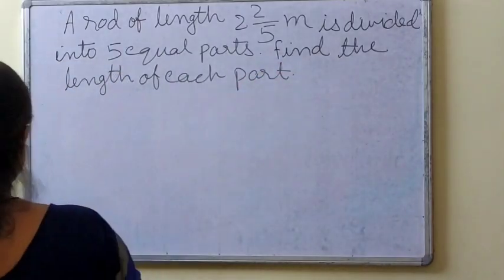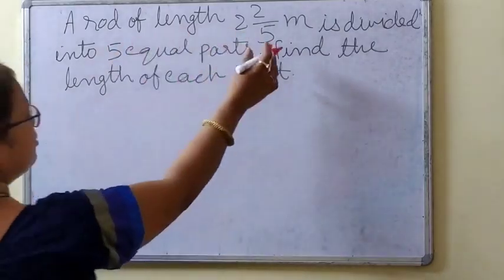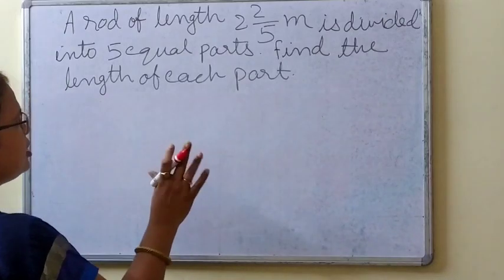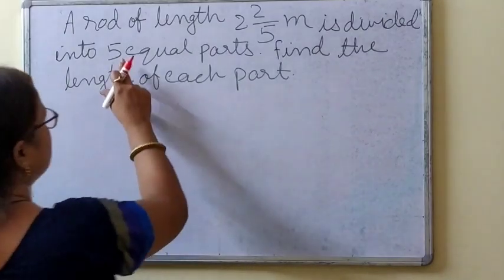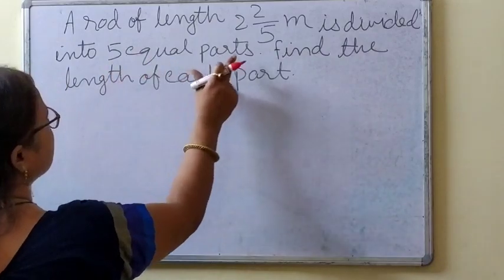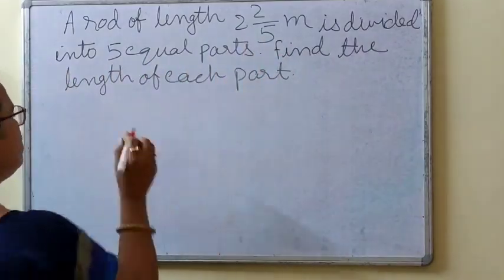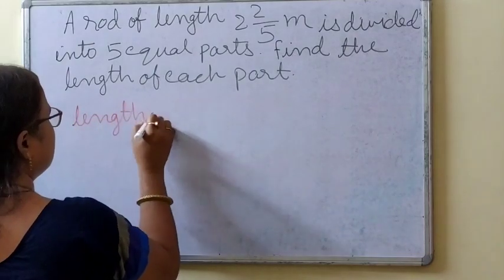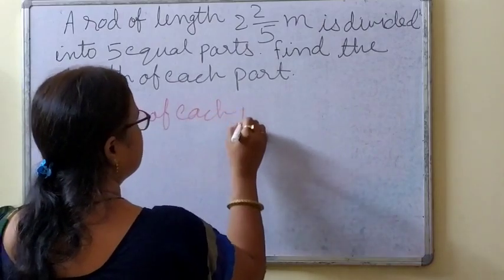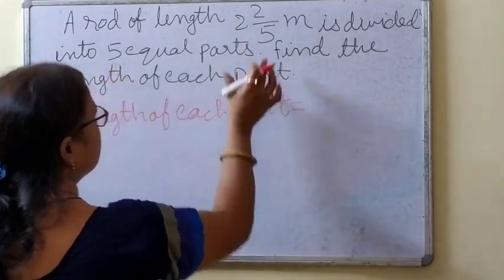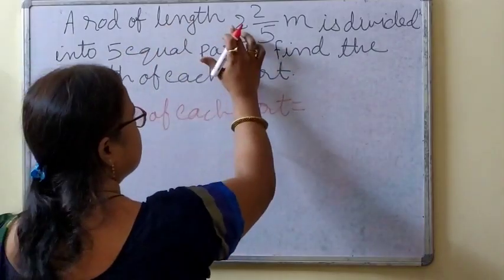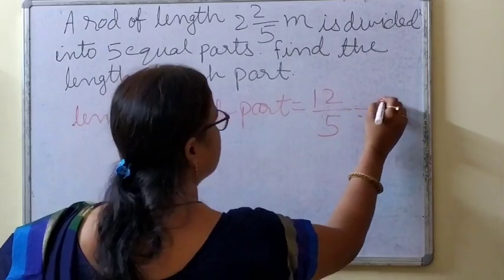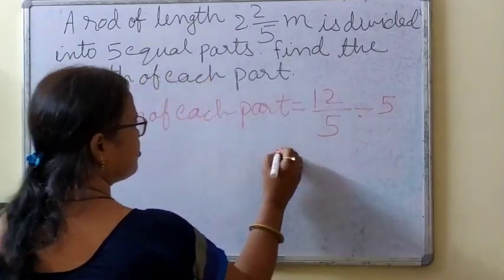Now, so a rod of length 2/5 meters is divided into 5 equal parts. Find the length of each part. We have to find out the length of one part. So what does 5 equal parts mean? How will we find out the length of each part? So the length of each part is equal to what? This divided by 5. So 5 twos are 10 and 2 is 12. 12 by 5 divided by 5. Okay. So how will we do this one?